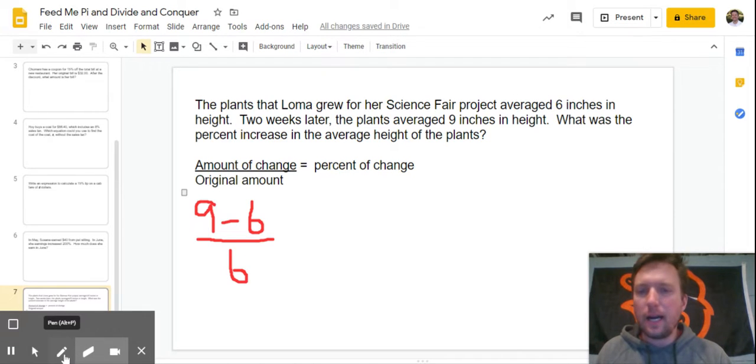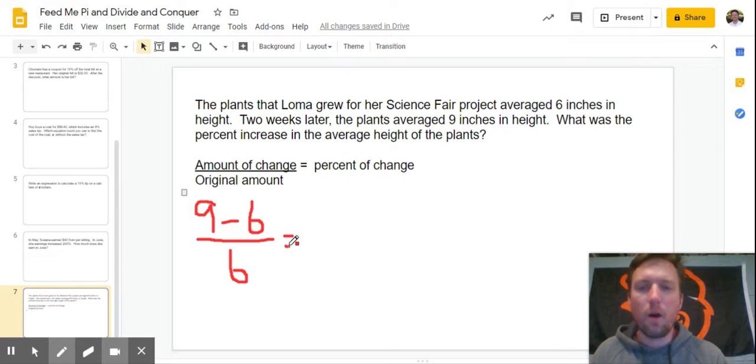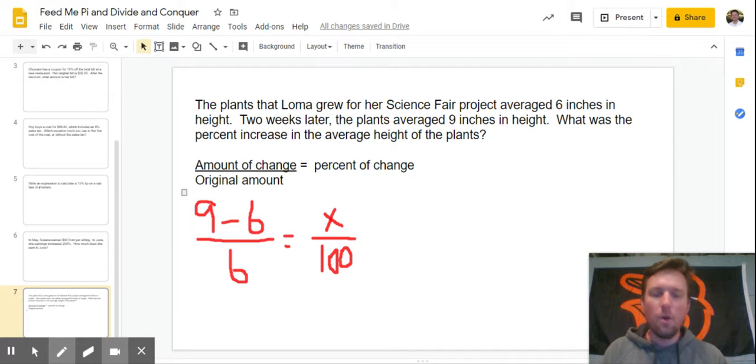And then, because this is a percent of change, and we know that percents are out of 100, it's going to equal x over 100. This is a formula that you can use every time you are finding percent of change. We're going to plug the quantities that they give us into this formula, work through the problem, and it's going to give us the percent of change.